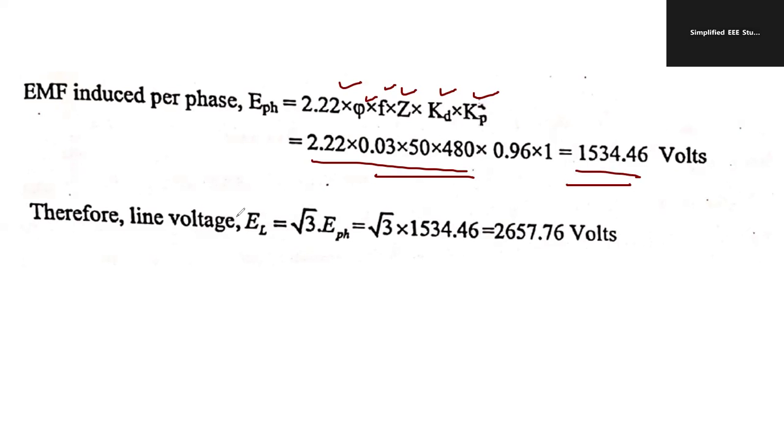I am able to get 1534.46 volt. Since the winding is connected in star, you need to convert the phase voltage into line voltage. Therefore, line voltage is nothing but root 3 times phase voltage. So the result will be 2657.76 volt.